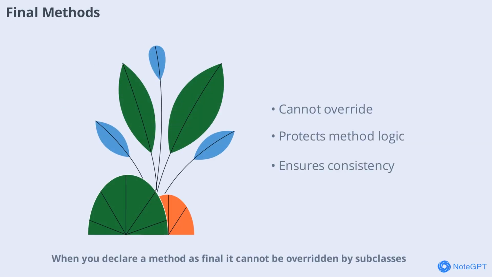When you declare a method as final, it cannot be overridden by subclasses. This is useful when you want to prevent subclasses from changing the behavior of certain methods.